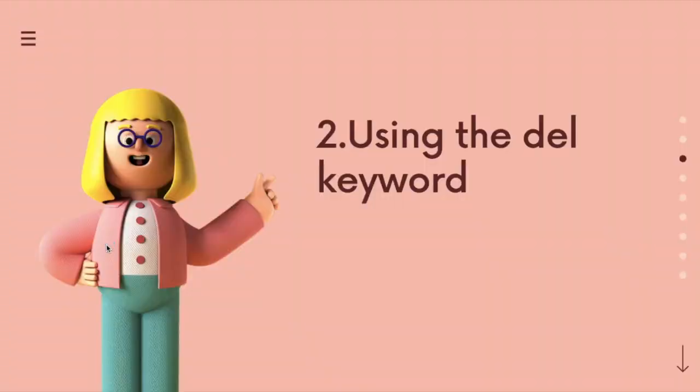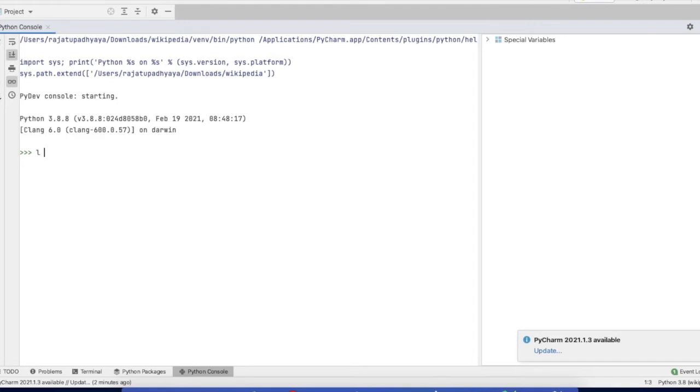Now the next one, we will see how we can use the del keyword. Here I am creating one list like 1, 3, 4, 5. Here we are using del L and passing the starting index. If you print L, you will see it is printing 3, 4, 5. So that is how you can use the del keyword.